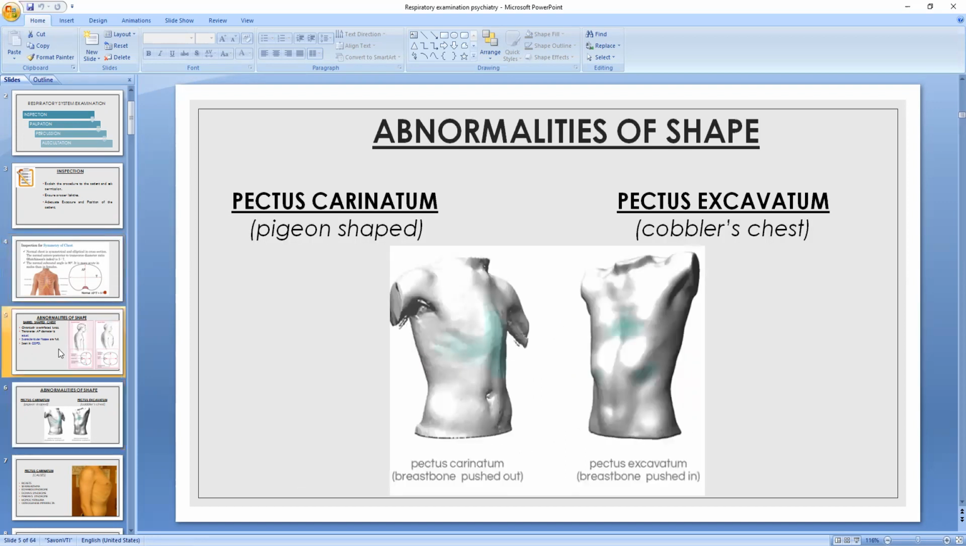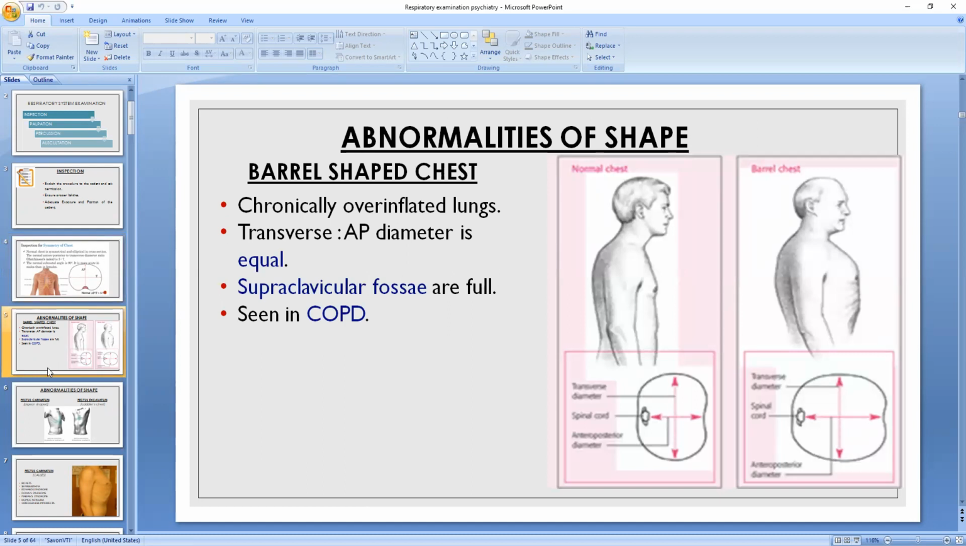Abnormalities of the shape of the chest. Barrel-shaped chest is due to chronically overinflated lungs. In this, transverse and AP diameter become equal and supraclavicular fossae are full. A barrel-shaped chest is seen in case of COPD.